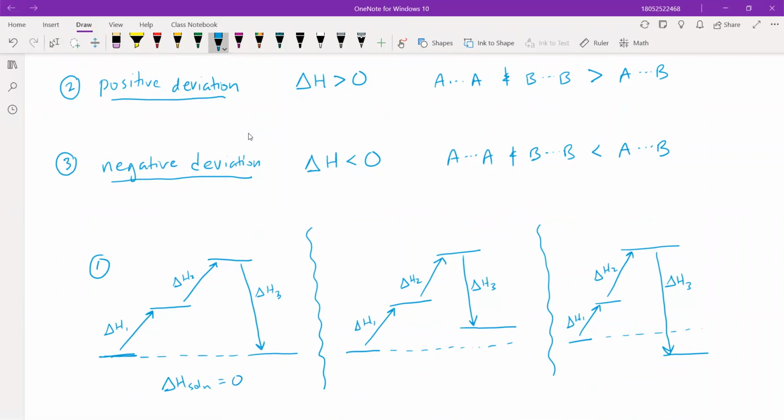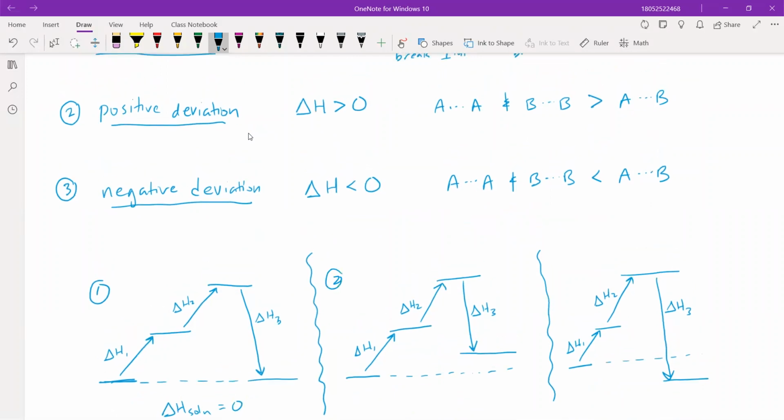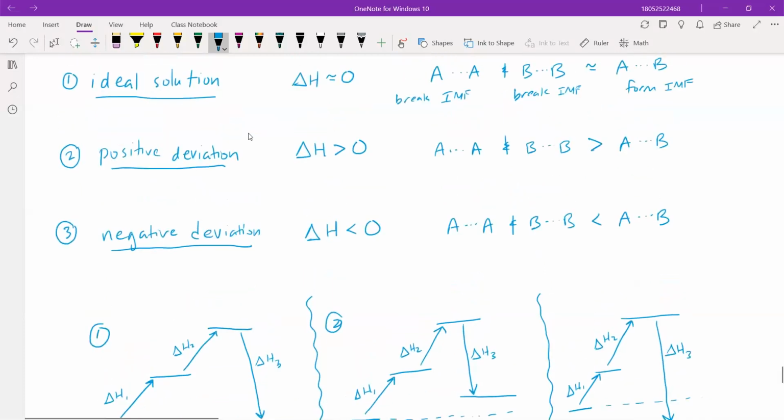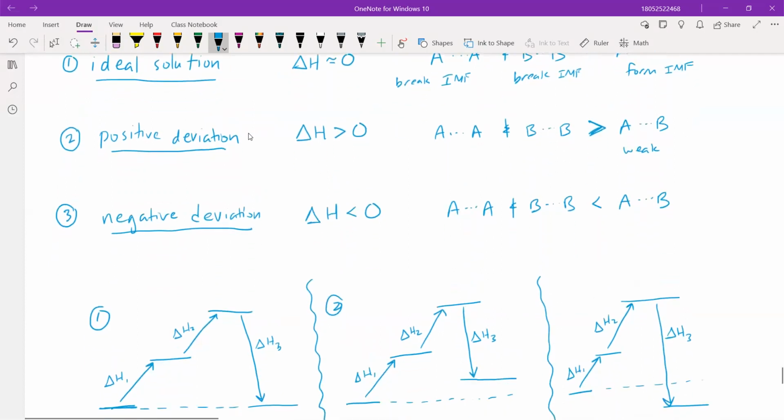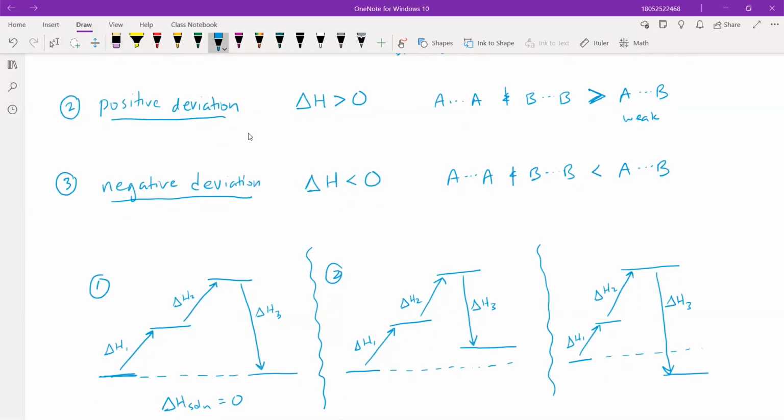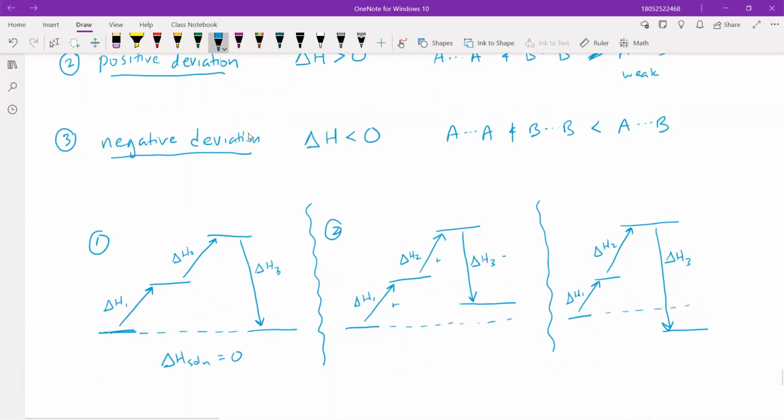Close to 0. In the second scenario with a positive deviation solution, you have the A forces and the B forces being broken, but the third step, delta H3, those forces between A and B are relatively weak. That's what this inequality means. So that stage is going to give off less energy. When we put in energy in the first 2 steps and the third step gives off energy, it's not giving off as much energy as it took to break apart those solvent and solute particles.